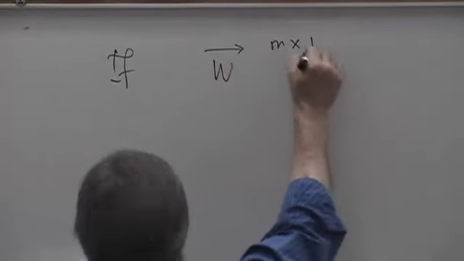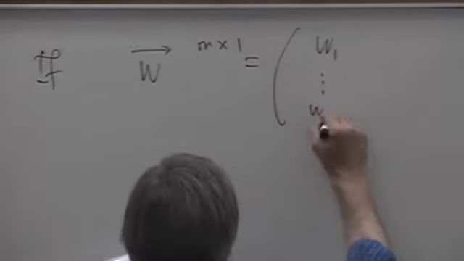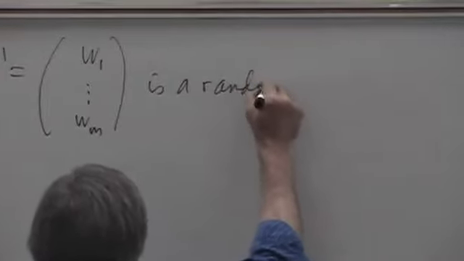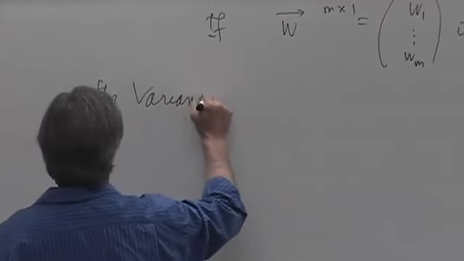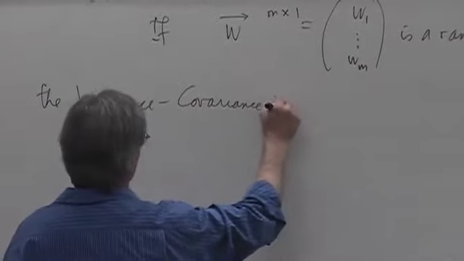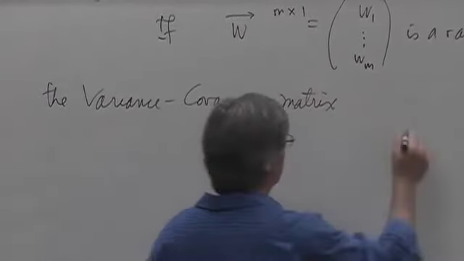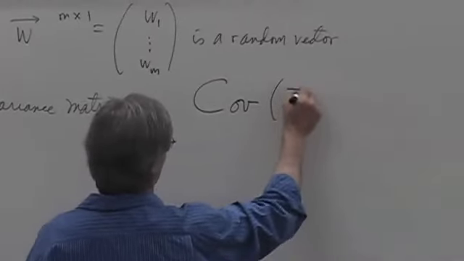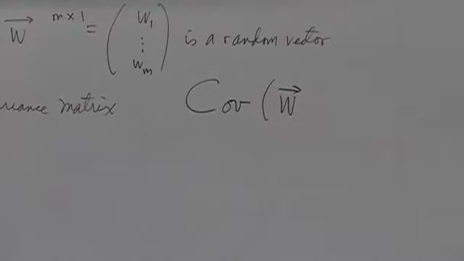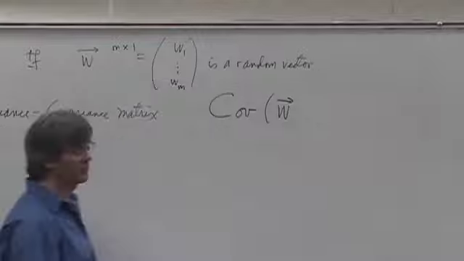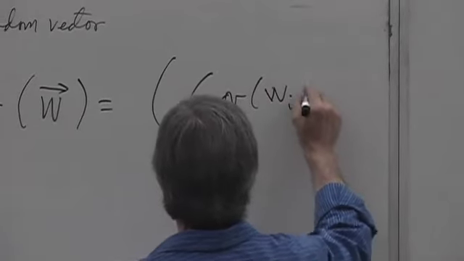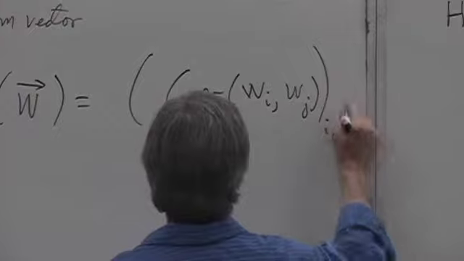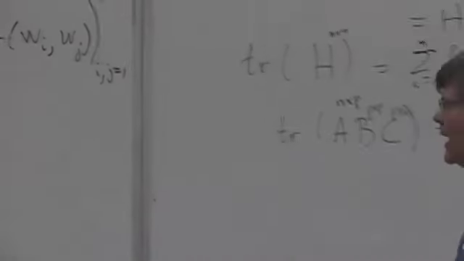Okay, if W, an m by 1 vector equal to W1 down to Wm, is a random vector, define the variance covariance matrix as follows, and you just write a capital COV of W. So now it's not just a real random variable, it's a vector of random variables, W1 through Wm, equal to just a matrix of covariances, covariances between Wi and Wj, where i and j go from 1 to m. So it's going to be an m by m matrix.